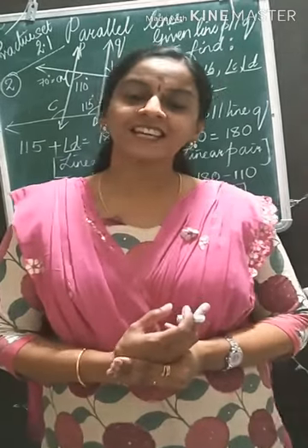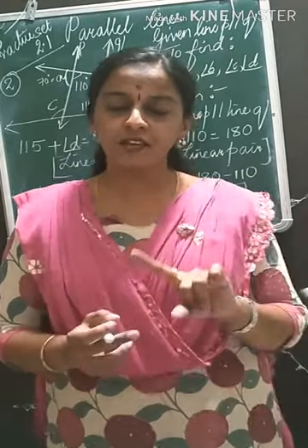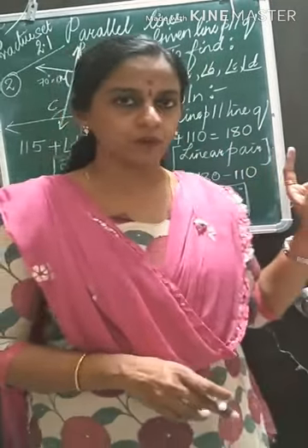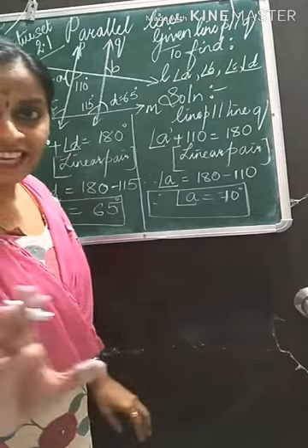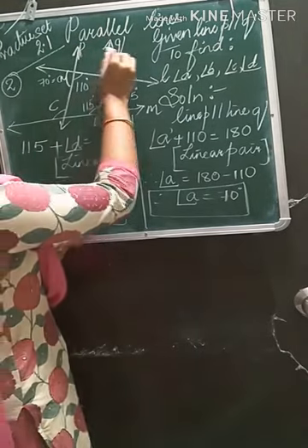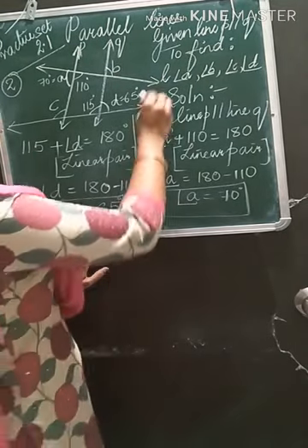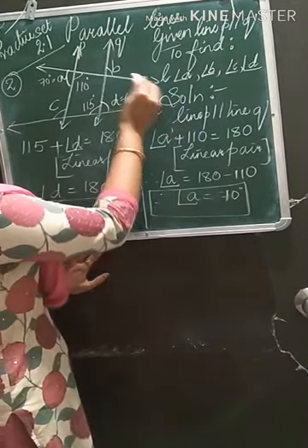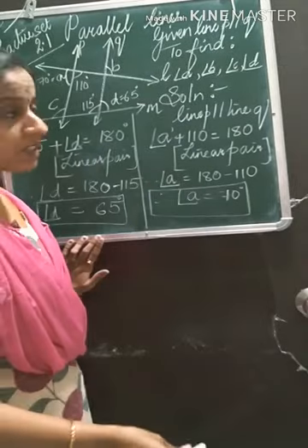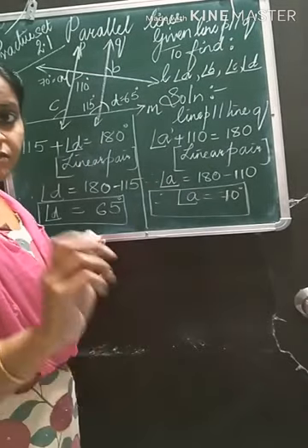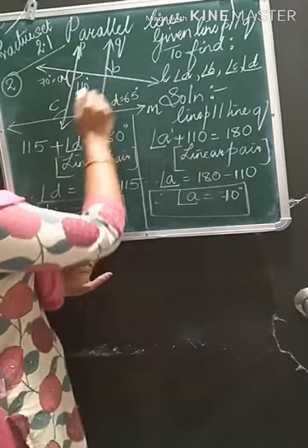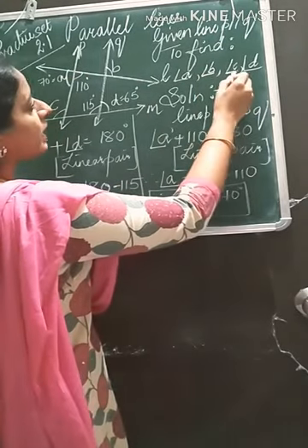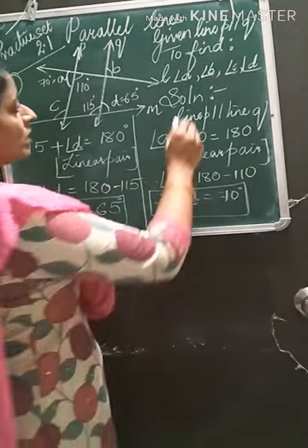Welcome my dear students. In the last class we had done the first sum of practice set 2.1. Now we have the second sum of practice set 2.1. We have the figure and they are saying that line P is parallel to line Q and line L and M are transversal. These two are parallel lines, L and M are transversal. The question is find out the measure of A, B, C and D. So I have written to find measure of angle A, angle B, angle C, angle D.